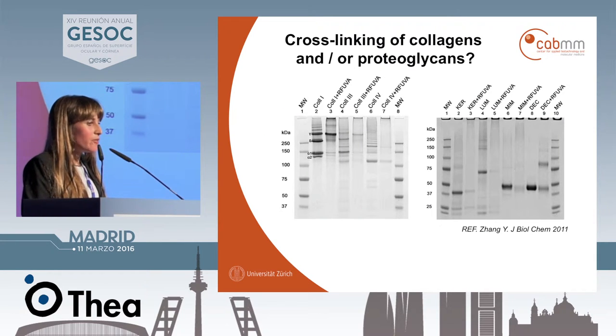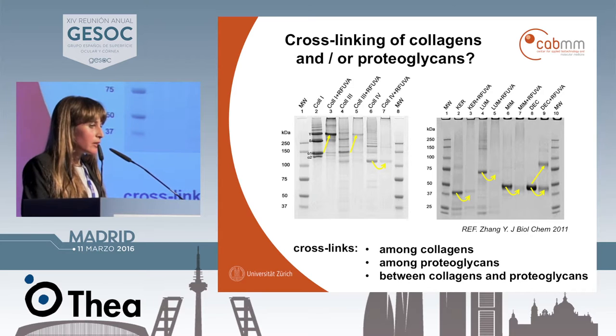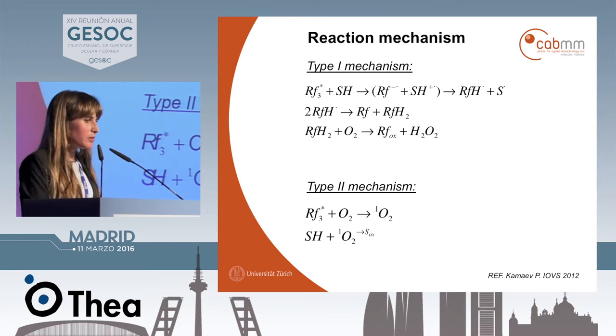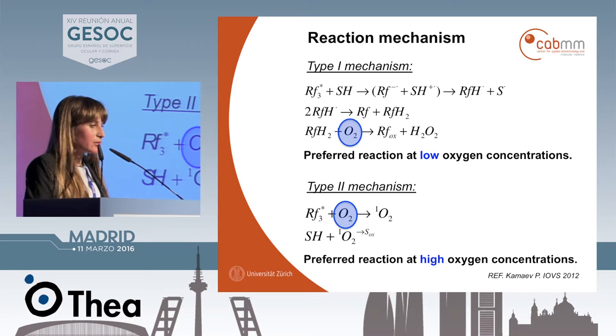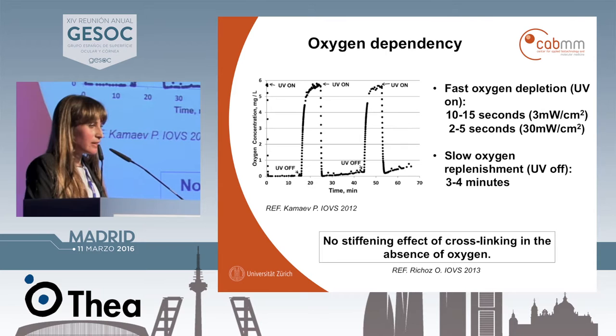So it is up to date not clear where exactly the crosslinks are formed, either between collagen or proteoglycans. And so this study shows an increased molecular weight of collagen after crosslinking and also a significant decrease of proteoglycans. So this study suggests that crosslinks are formed among collagens, among proteoglycans, but also between collagens and proteoglycans. There are different reaction mechanisms. Type 1 mechanism is preferred at low oxygen concentration, and here the sensitizer reacts directly with a substrate to create radicals, and type 2 mechanism is preferred at high oxygen concentrations, and here the sensitizer reacts directly with oxygen and produces singlet oxygen. So this oxygen dependency has been studied in more detail.